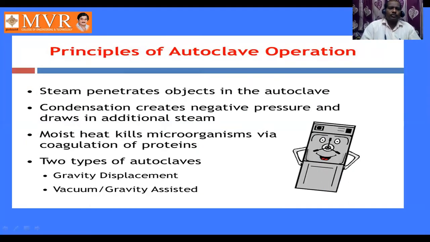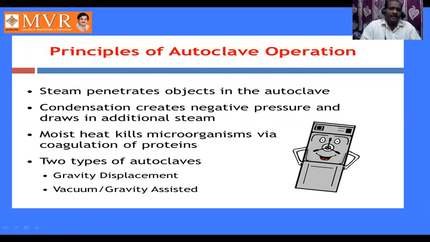Still a number of autoclave methods are there. We will discuss a few of them. First, the basic operation is that steam is passed onto the objects and the objects are sterilized. To generate the steam, there are a number of methods. That's the first one. Next, condensation creates negative pressure and draws in additional steam.